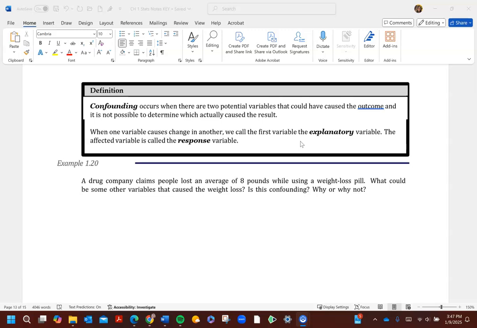Example 1.20, a drug company claims people lost an average of 8 pounds while using a weight loss pill. What could be some other variables that cause the weight loss? Is this confounding? Why or why not? So take a minute to think about that and jot some things down. There's all sorts of things that people could say. It'd be fun in a group if we could hash it out, but online, just go ahead and jot yours down, and then I'll put some thoughts of mine.